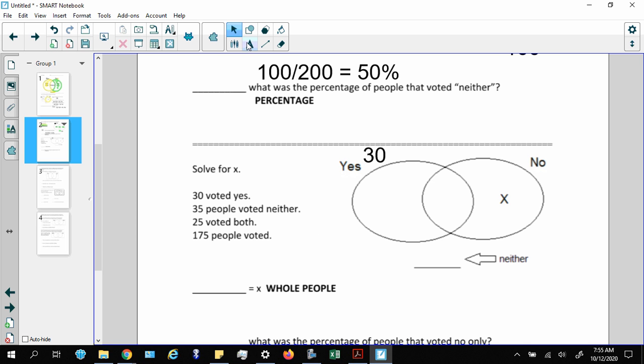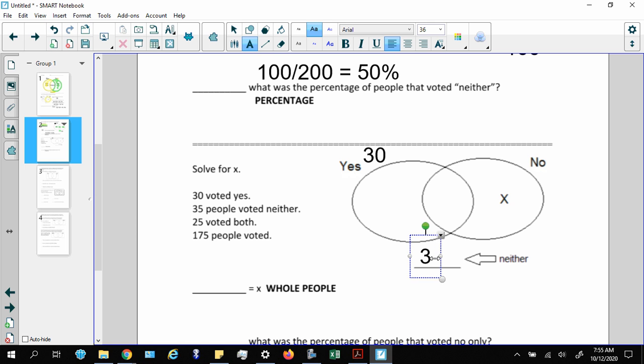35 people voted neither. Well, that's easy. 35. 25 voted for both. 25. Okay, that's all the information we have, but I think that's enough, though.